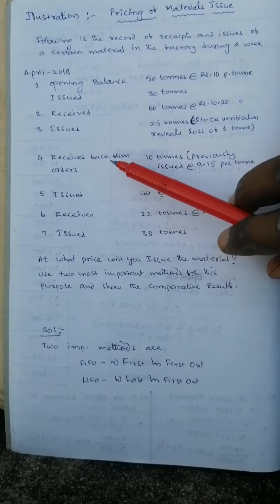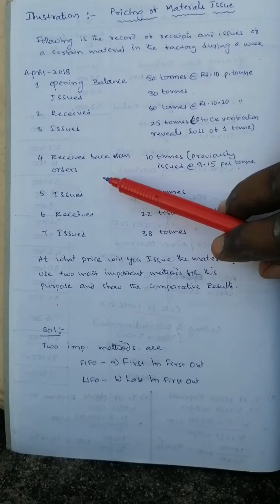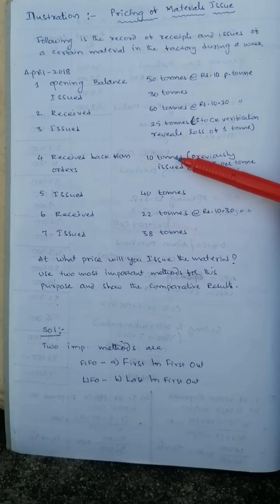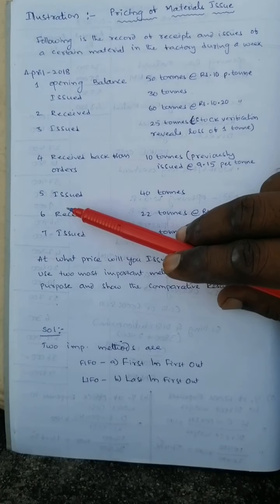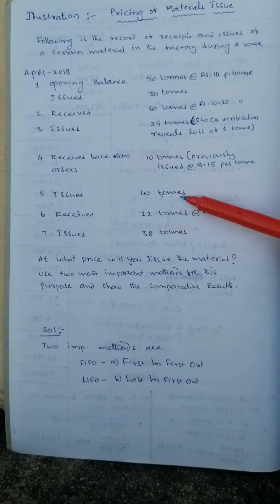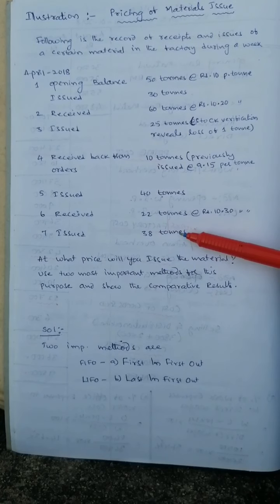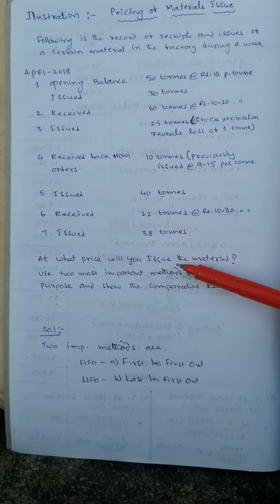4th, received back from orders. Means this is the material received back from the production place to the stores, 10 tons, which was issued earlier at the rate of 9 rupee 50 paisa. Issued 40 tons, received 22 tons at the rate of 10 rupee 30 paisa, and last one is issued 38 tons. Now what he is asking, at what price will you issue the material?